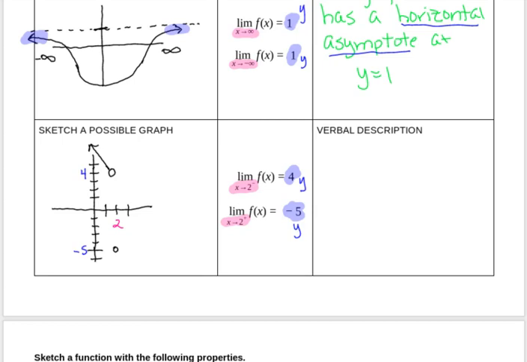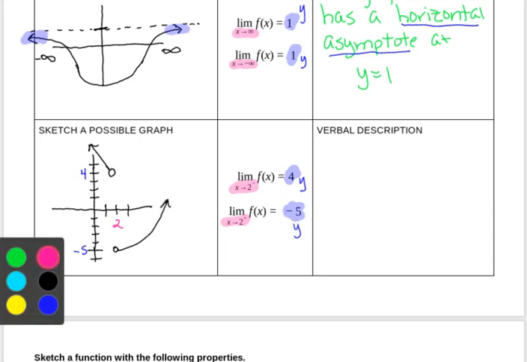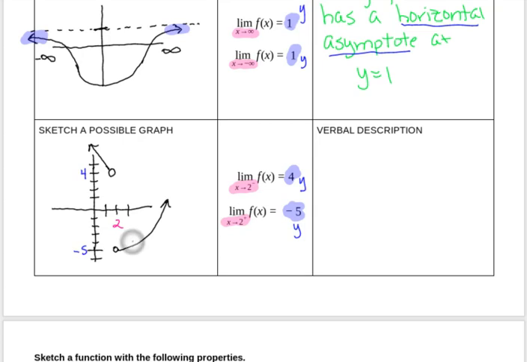What I do know is that as I approach 2 from the right side, my function value is approaching this negative 5. So I'm going to say maybe this is half of a parabola. But if we look as we approach 2 from the right side, our y value is getting closer and closer to negative 5. So that matches the second limit that we were given.